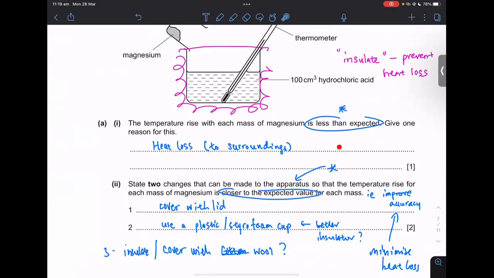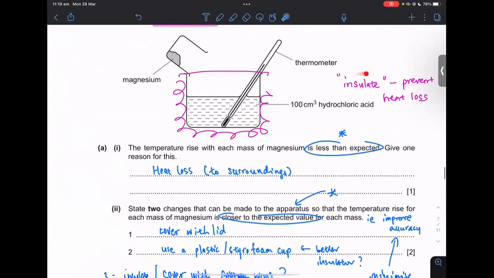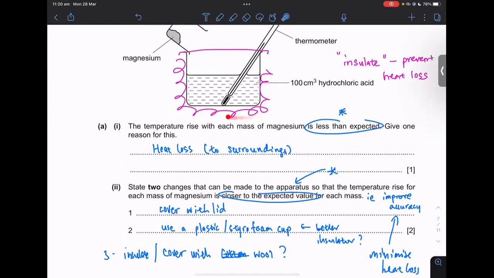Same thing in physics. You will probably be asked this question in the physics setting as well. Heat loss will result in less accurate result. So what do you do? When you are cold, you will cover yourself with a blanket, you will wear a jacket, you will wear hoodies, and therefore you want to prevent the heat from being lost. You cover this with a plastic lid. So use a lid, and then you can insulate the beaker. You can insulate or cover the beaker with an insulation layer, something like cotton wool or something.